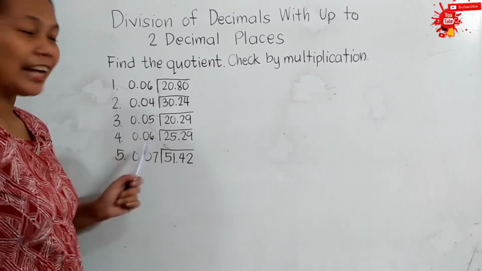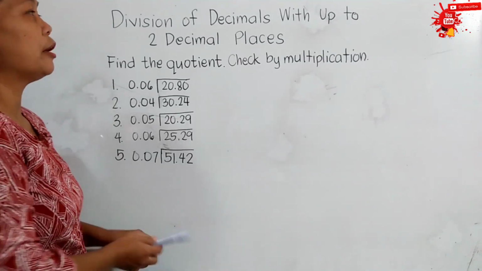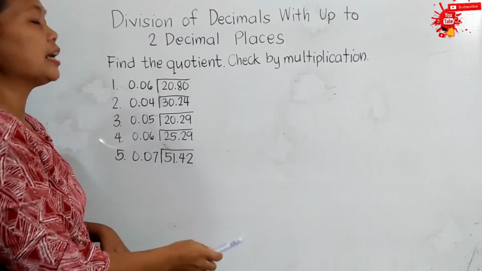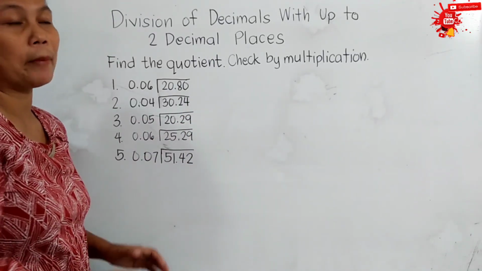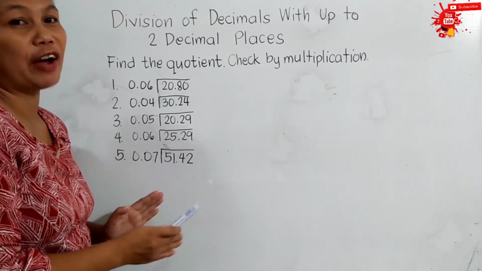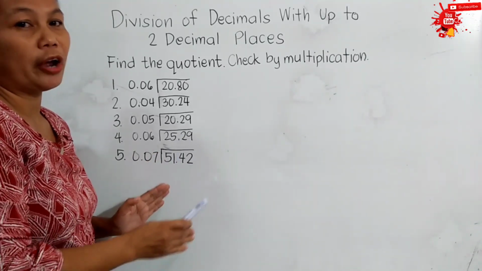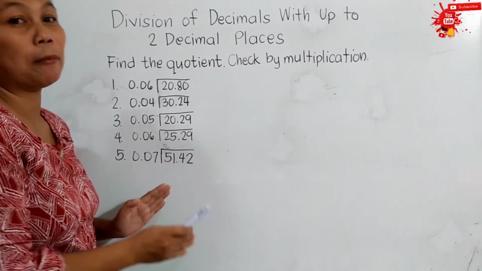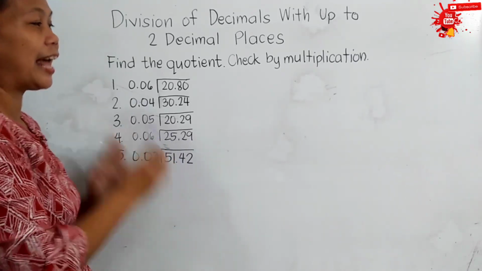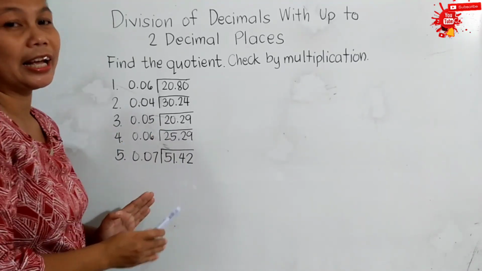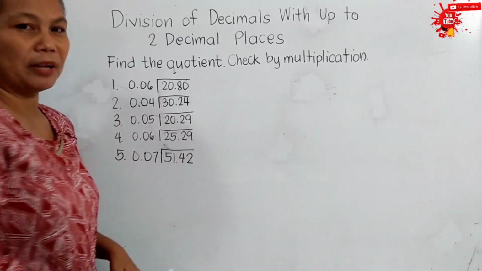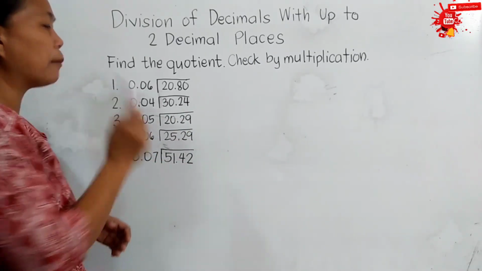Okay? So let us answer this problem for the division of decimals with up to 2 decimal places. At itong mga examples na to para sa lesson na ito ay parallel sa module ng grade 5, week 5 and week 6 na module. So let us discuss the solutions and answer for this lesson. So find the quotient and check by multiplication. So let us have number 1.